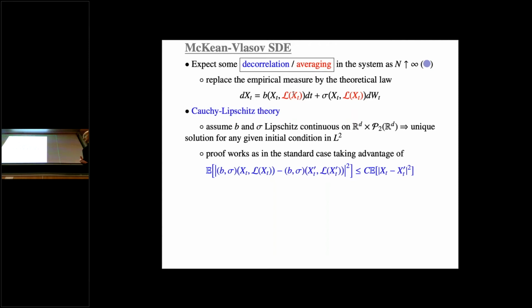And this is exactly what happens. The empirical measure in the system converges to some theoretical distribution. But you see that this is not trivial. This is not trivial in the sense that the empirical measure is random, but in the limit, this is not random. The object that you have here, this L of Xt, this is the law of the random variable. This is a deterministic object, which is not random. It describes theoretically the state of the population.